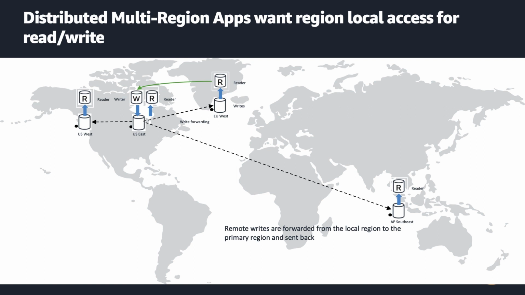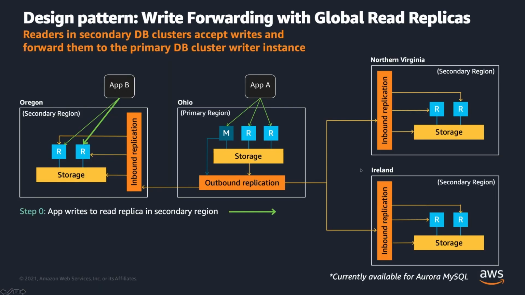Multiple consistency modes are provided, which allows you to balance consistency and performance. So let's take a look at it in more detail. In this example, we have our primary region in Ohio, which is connected to one of our applications, let's say app A, and we have 3 more secondary regions in Oregon, Northern Virginia, and Ireland. And one of our other applications, app B, is connected to the Oregon region.